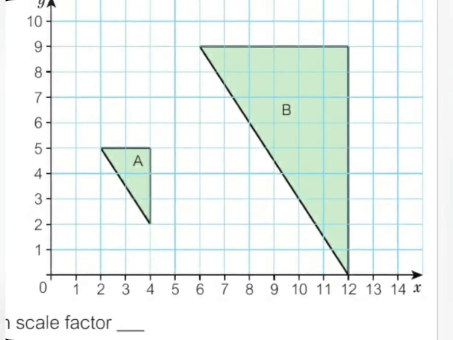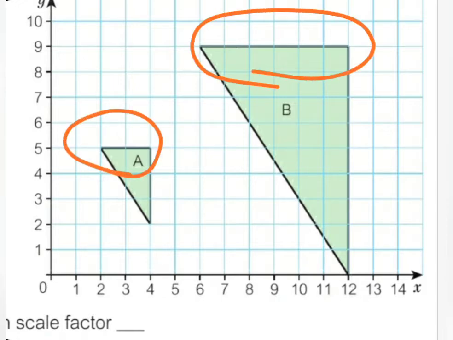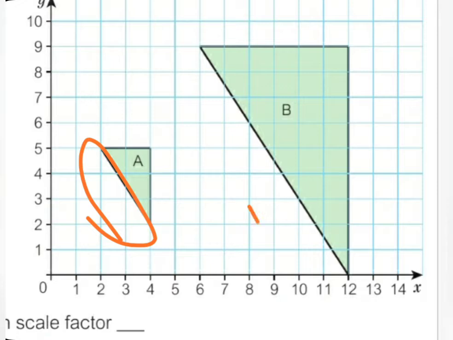When we take a look at the two shapes, corresponding sides means what? It means the same sides from the small one to the big one. For example, this one is corresponding to this one. And this one is corresponding to this one. This is the meaning of corresponding sides. It means the same side on the new shape.